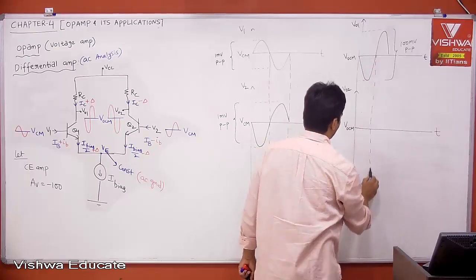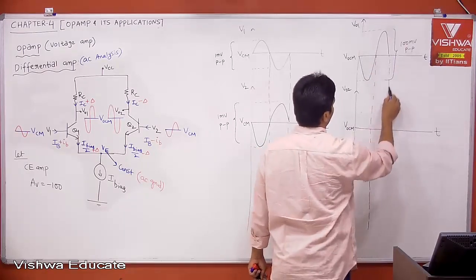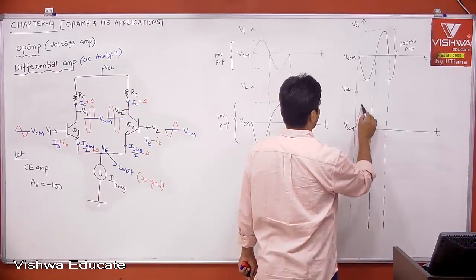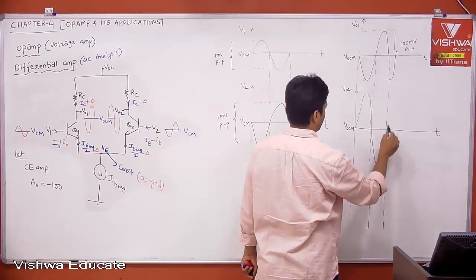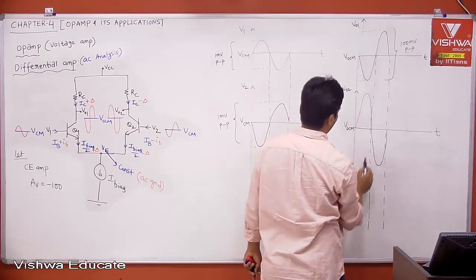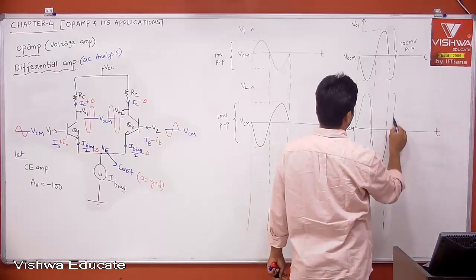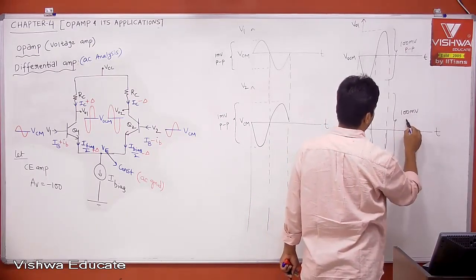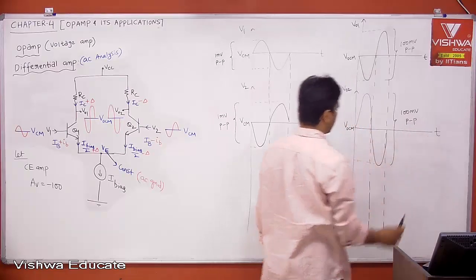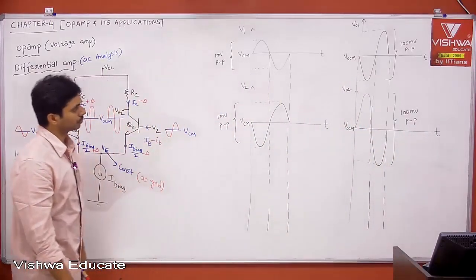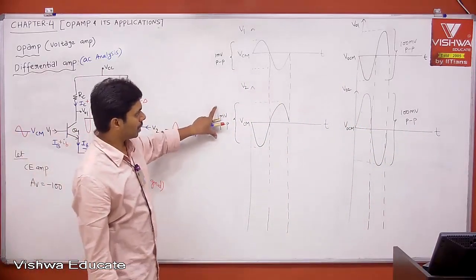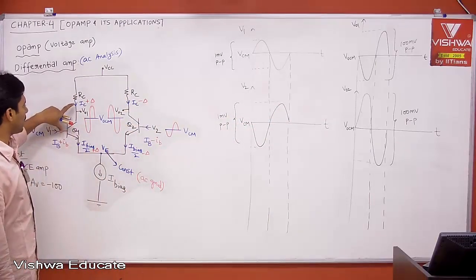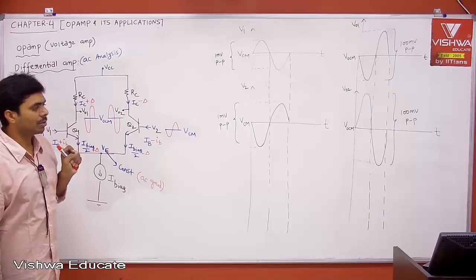Then what is your output? Your output will be something like this. Okay, let us say the output peak to peak, right, is also 100 millivolt peak to peak. When you give 1 millivolt peak to peak, you are getting 100 millivolt peak to peak. That is stage 2. This is also a common emitter amplifier.